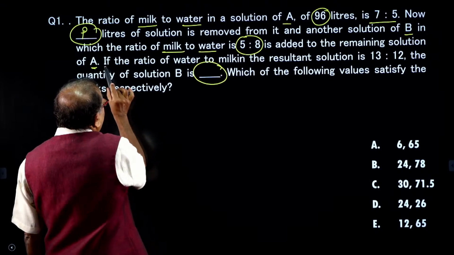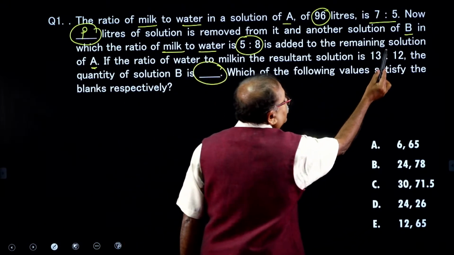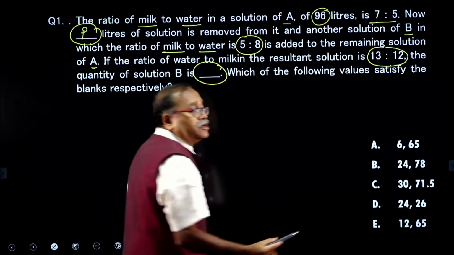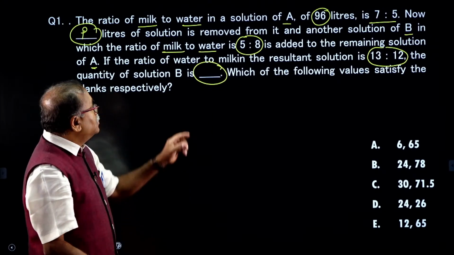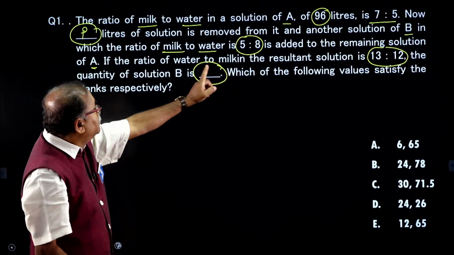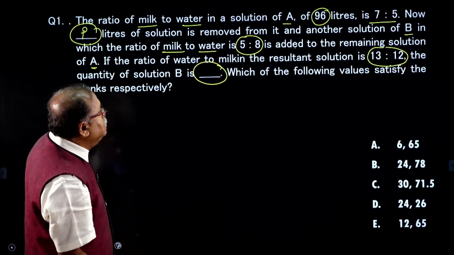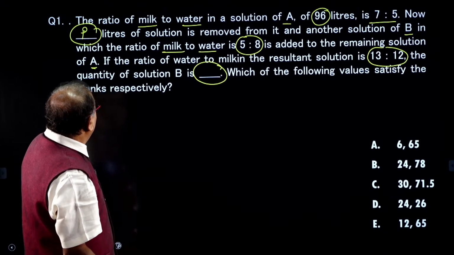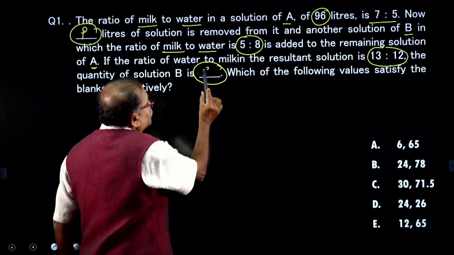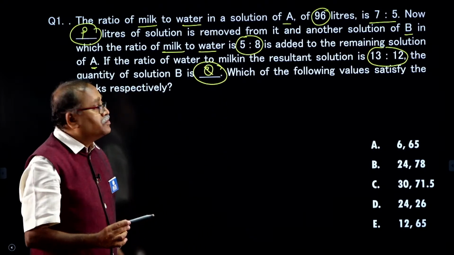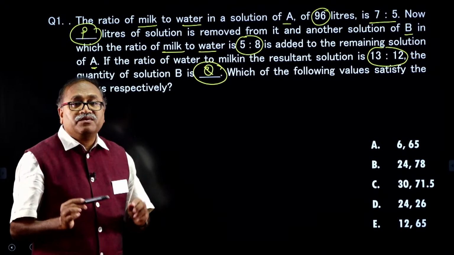Hope it is clear up to this. If the ratio of water to milk in the resultant mixture is 13/12, I will tell you the easy method to answer this. If the resultant mixture's water to milk is given as 13/12, the quantity removed is P, and the quantity of B added is Q. Which of the following values satisfies P and Q respectively?